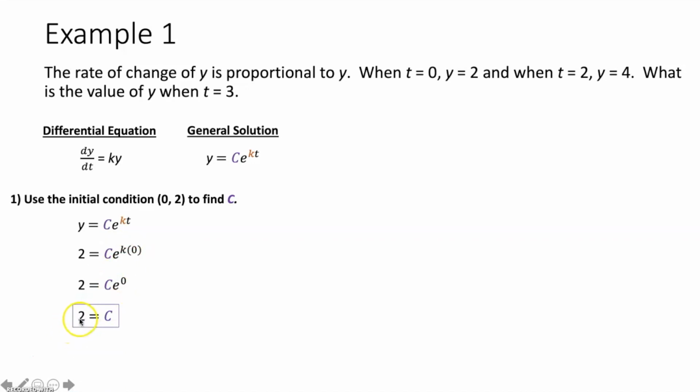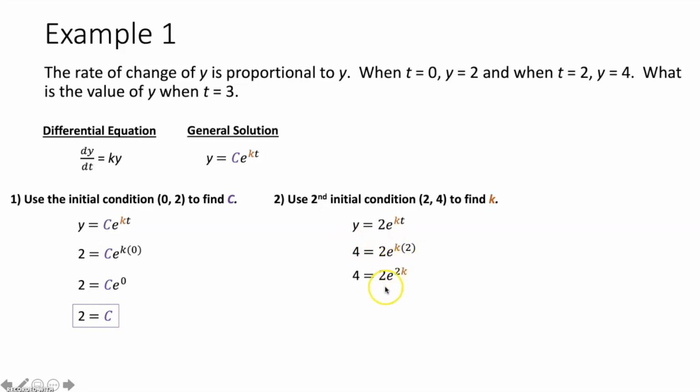So all I have to do is take that 2, plug it in my general solution for that c value, and now I can use my second initial condition, 2, 4, in order to solve for my k value. So I take 2, plug that in for t, take 4, plug that in for y, and now I can solve for my k value. So e to the k times 2, that's e to the 2k.